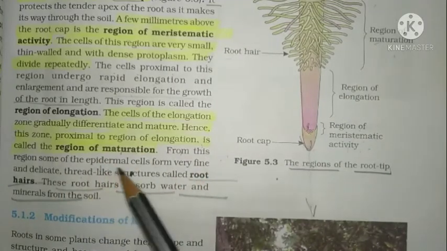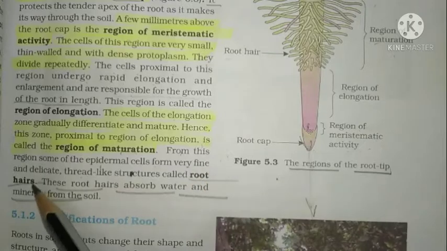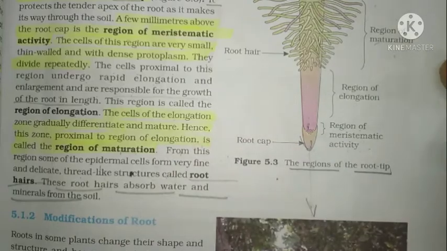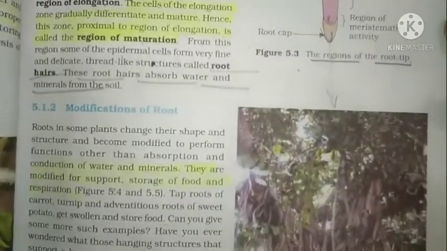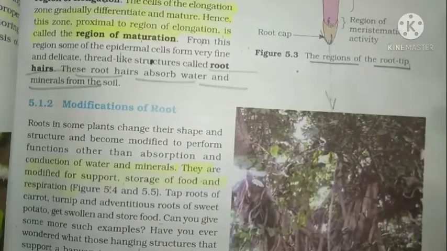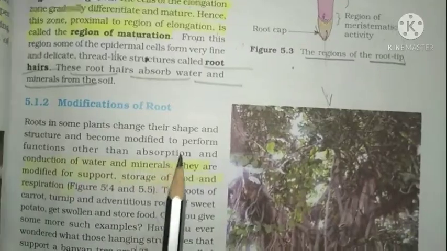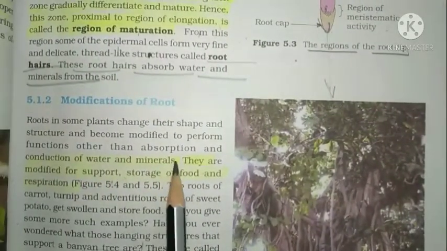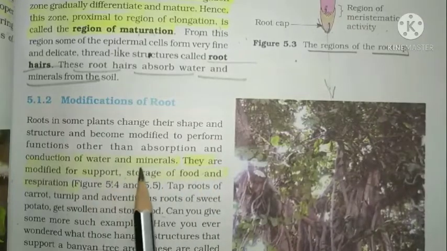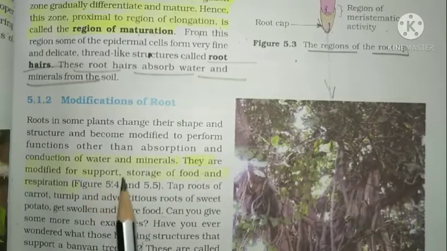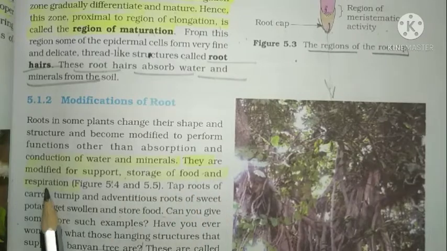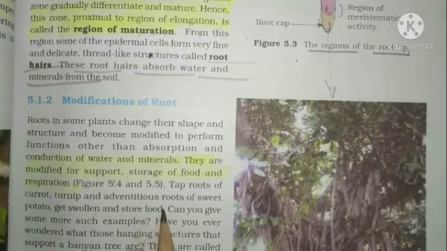From this region, some of the epidermal cells form very fine and delicate thread-like structures called root hairs. These root hairs absorb water and minerals from the soil. Then come the modifications of the root. Roots in some plants change their shape and structure and become modified to perform functions other than absorption and conduction of water and minerals. They are modified for support, storage of food, and respiration. The taproot of carrot and turnip, and the adventitious root of sweet potato, get swollen and store food.